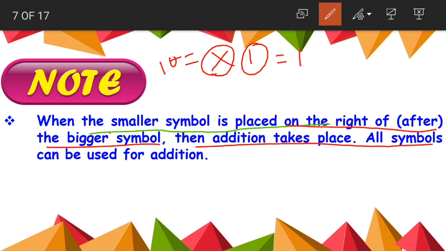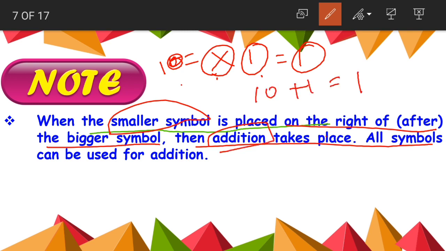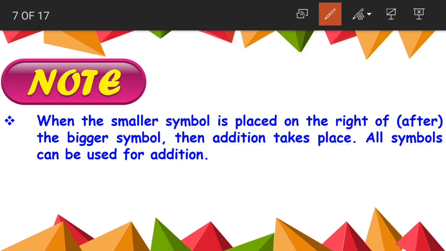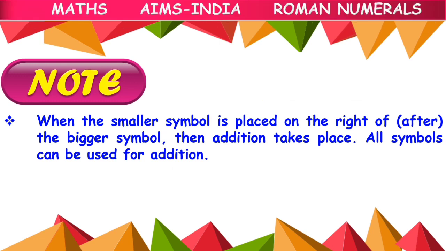Now, here the smaller symbol, which is I, is placed on the right side of X. So what do we do? We add those two. Addition takes place. 10 plus 1 is equal to 11. Clear, children? When the smaller symbol is placed on the right of the bigger symbol, then addition takes place. All symbols can be used for addition.